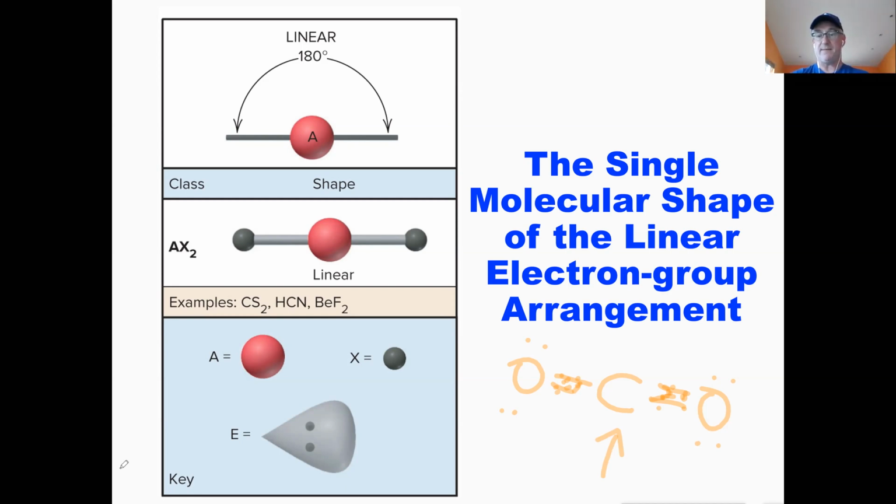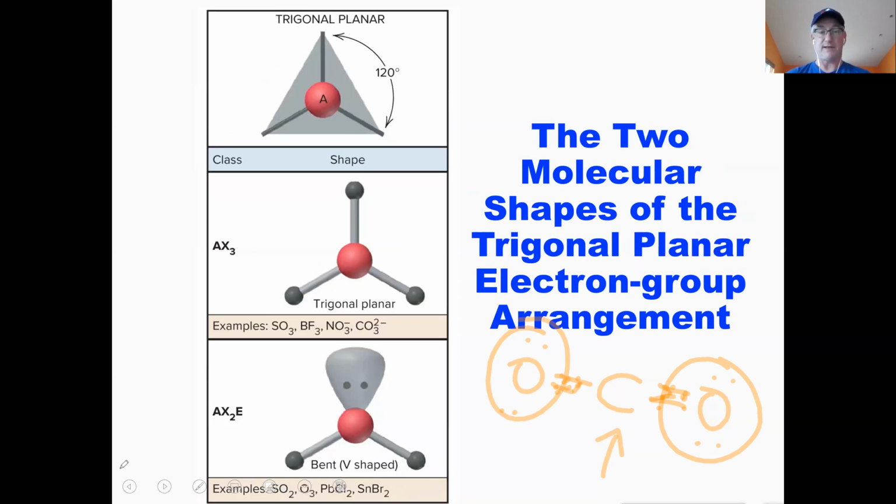So if we look at the shape, this oxygen and this oxygen are basically as far apart from each other as they can possibly get. And that is a line. So carbon dioxide is a linear molecule. Okay? We're going to do lots of examples of these.